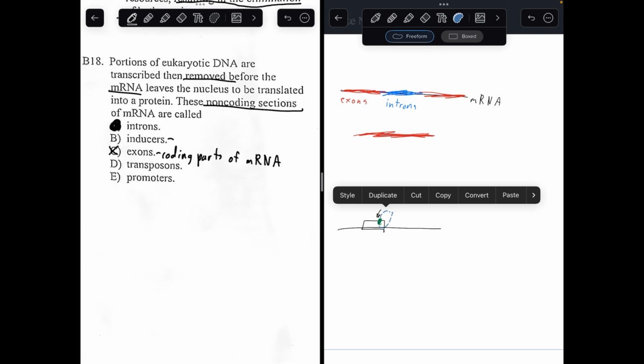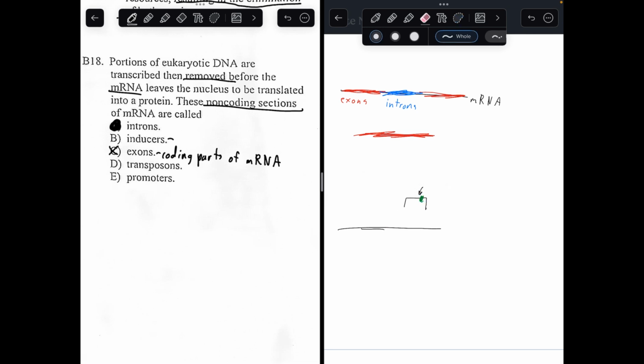It will bind to this, and then this entire complex will leave. So now the DNA is allowed, you can actually transcribe the DNA. But the thing with this, though, is that it has nothing to do with RNA transcription, like the non-coding sections of mRNA. This is more related to before it's been transcribed, how a gene has been activated. So inducer would not be the answer to this case.